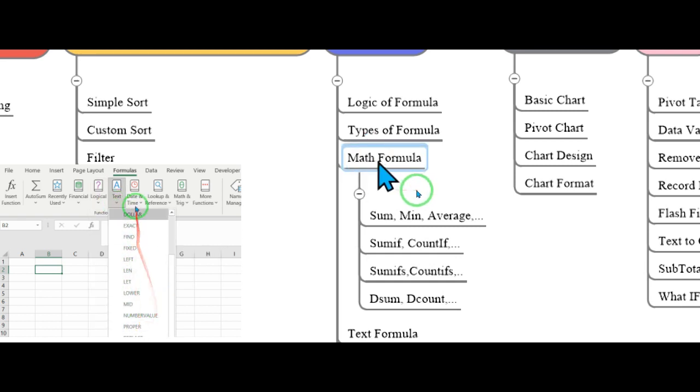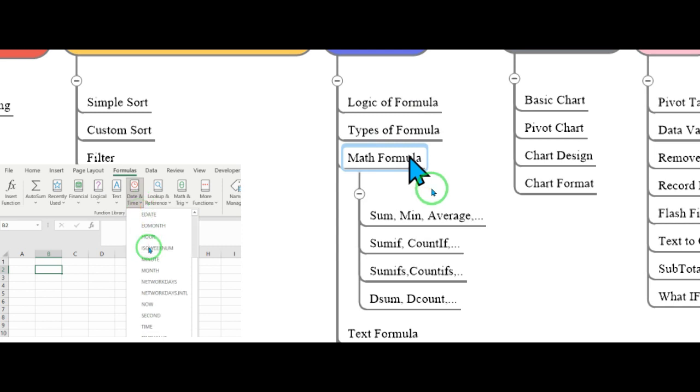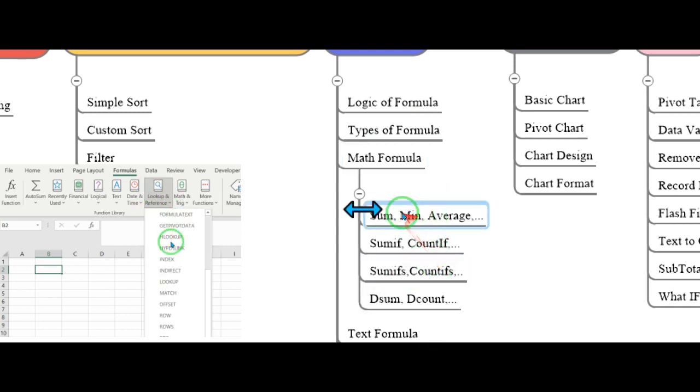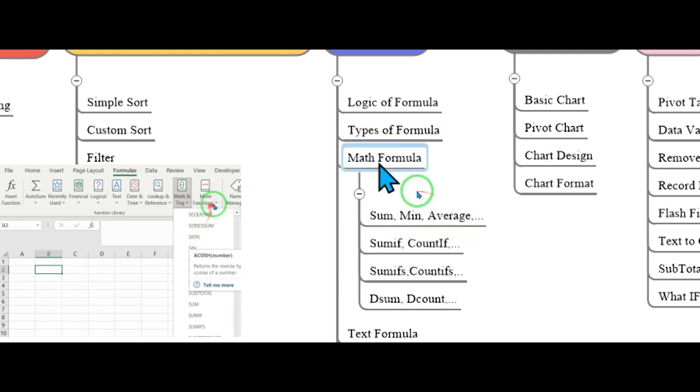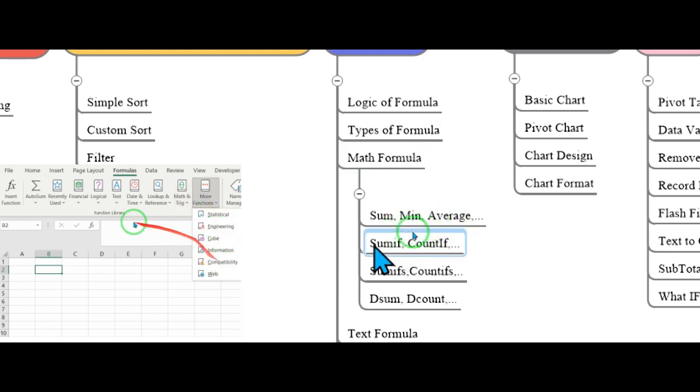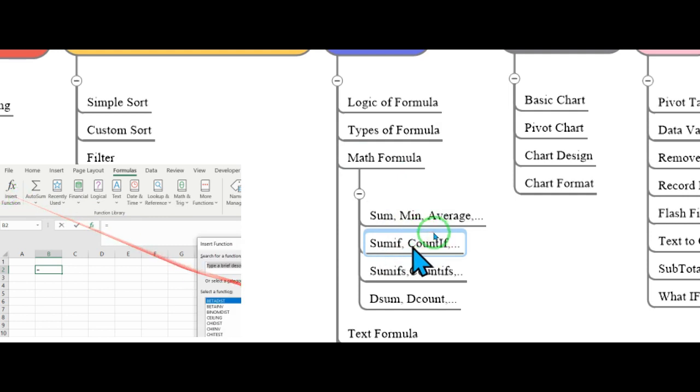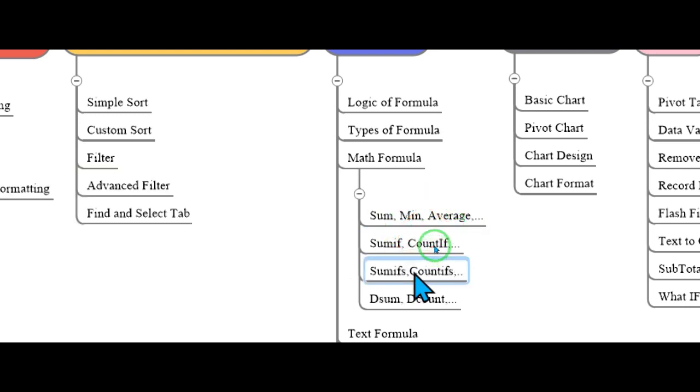The first category is math formula. In the math formula, you should learn 4 categories. Simple math formula such as sum, mean, average. The math formula in addition to one condition. Imagine that you have one condition and you want to use the math formula within that one condition. Here you should learn the category of SUMIF, COUNTIF. The third category would be related when you have 2 or more than 2 conditions.